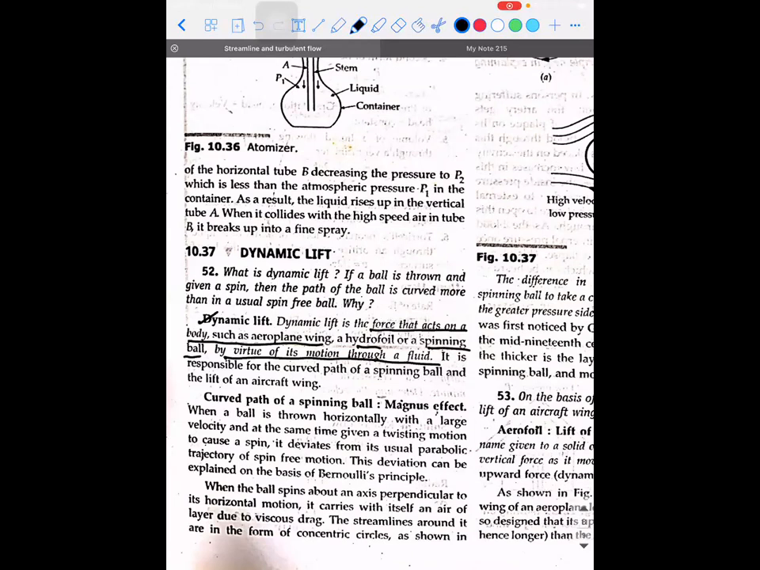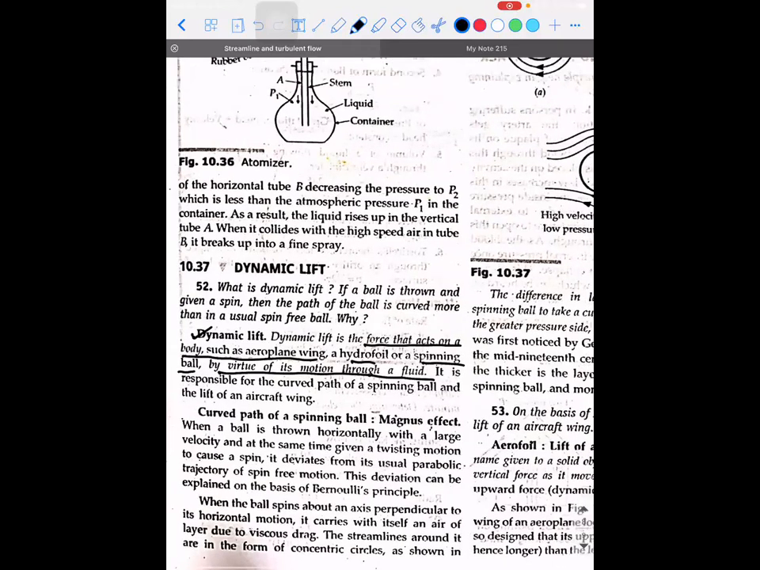Okay. Suppose you see the wing of an aeroplane, then there should be a pressure difference for it to fly. Right? It should get lifted. So there should be a force that needs to act on it. And that force that is going to act on that aeroplane wing is what is called dynamic lift. And that is also one of the applications of Bernoulli's principle only.